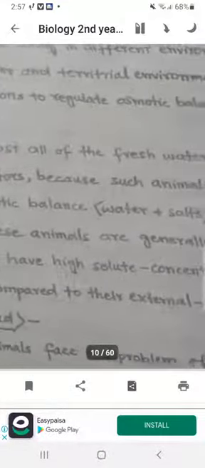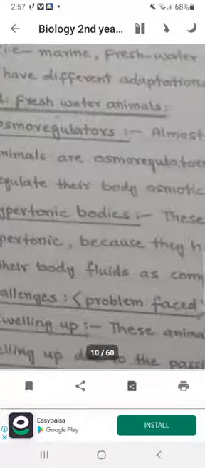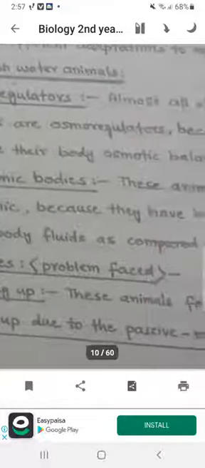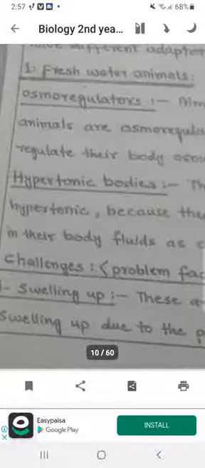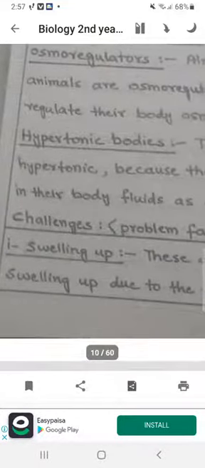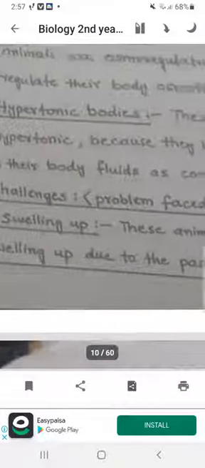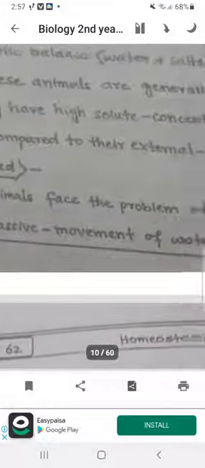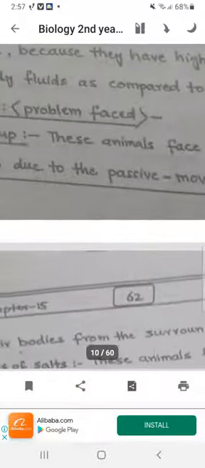Almost all of the freshwater animals are osmoregulators because such animals regulate their body osmotic balance, water plus salts. Hypertonic bodies. These animals are generally hypertonic because they have high solute concentration in their body fluids as compared to their external environment. Challenges, problems faced.